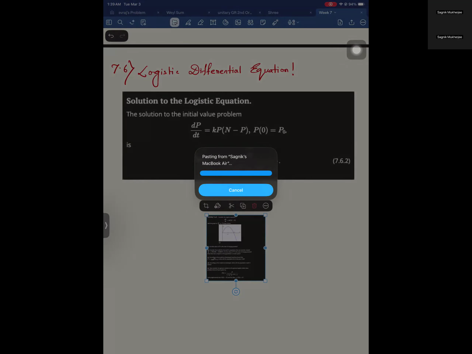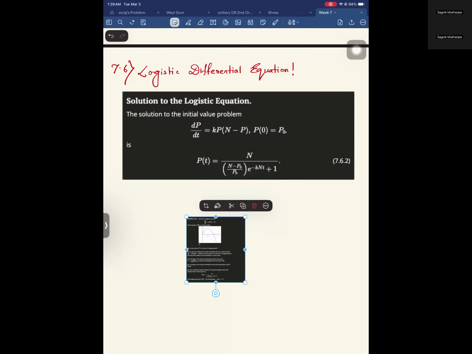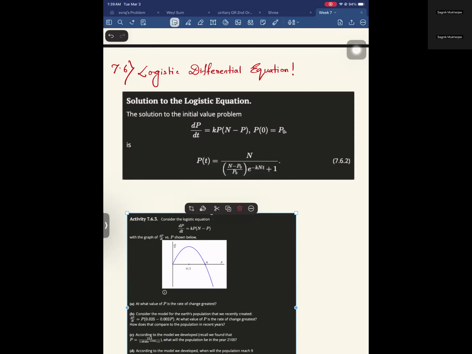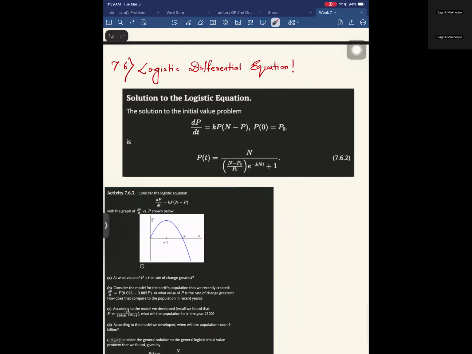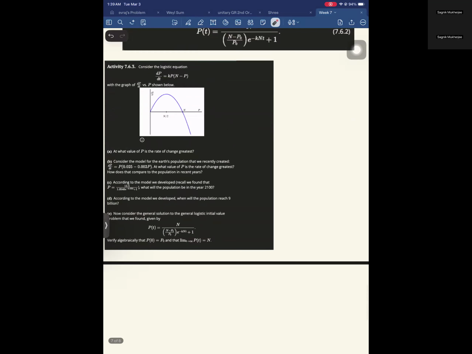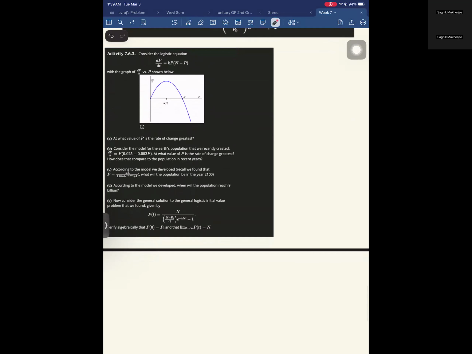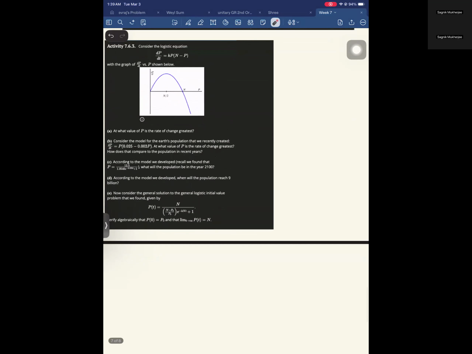So this is perhaps one of the nicest examples when you frame a question and you have a very explicit solution to the question. So here's a logistic equation. First question: at what value of P is the rate of change the greatest?